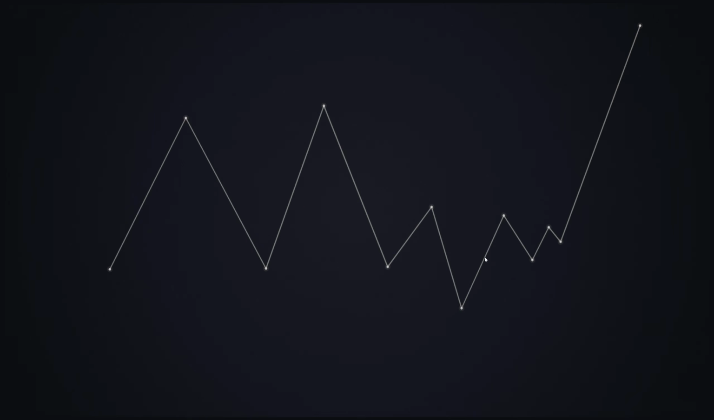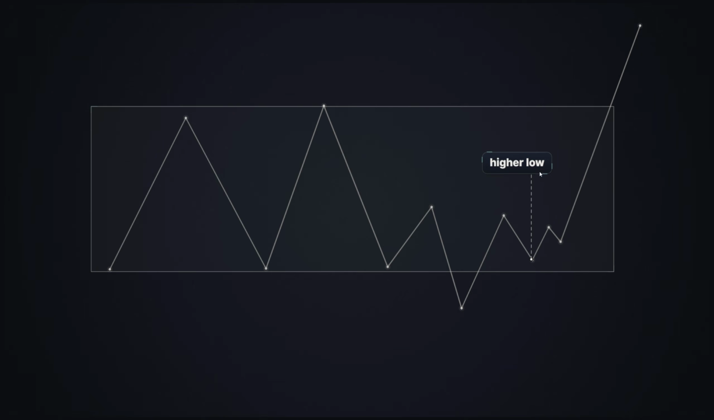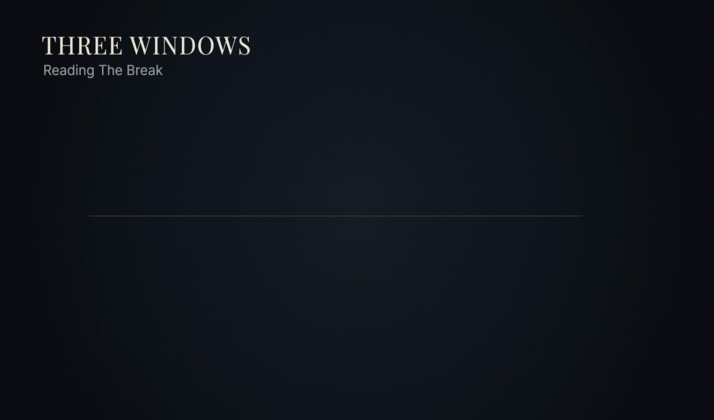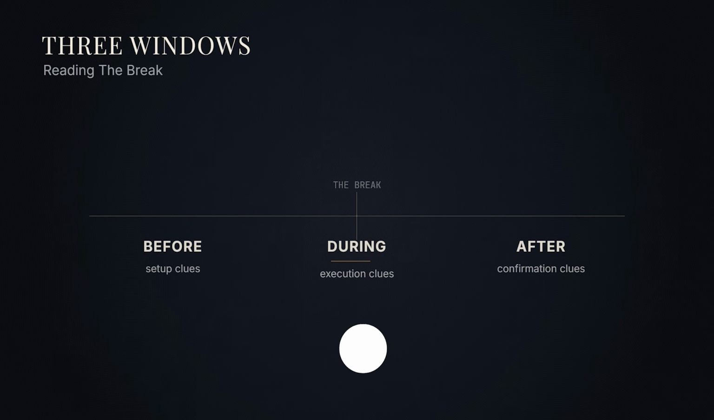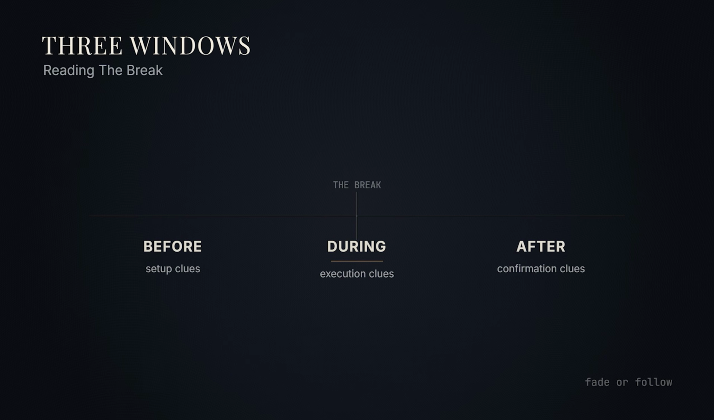Now, the strange part is this. The stop hunt and the real breakout start with the exact same candle. Same box, same level break, same rush of traders jumping in. But there are several clues that show up before, during, and after the break, and they tell you whether to fade it or trade with it. I'll show you in this video.